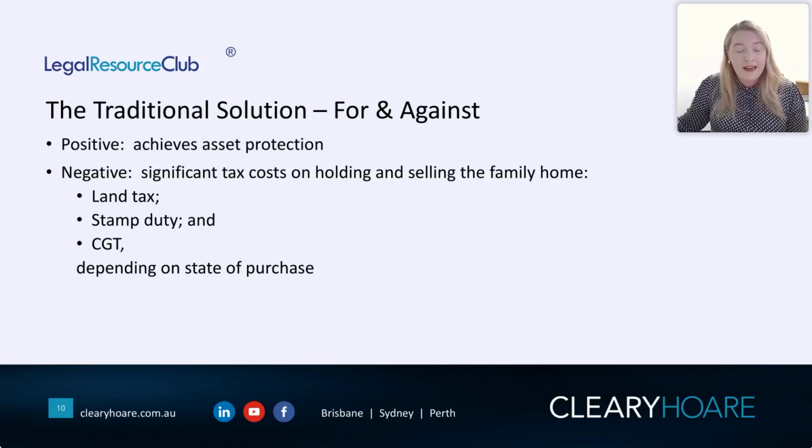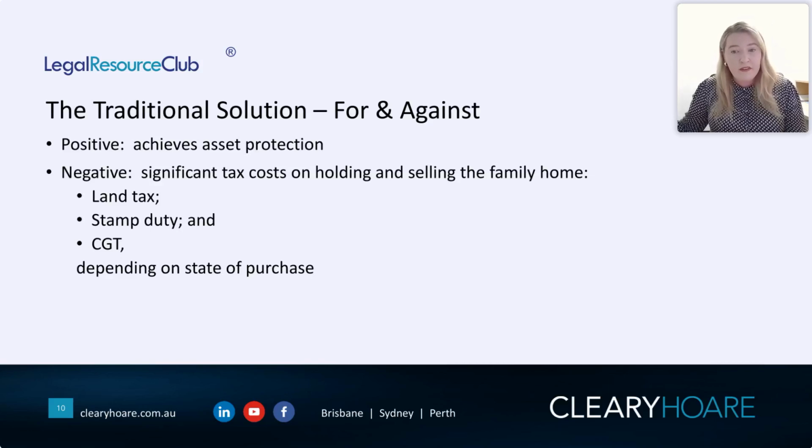First one is land tax. We know that if a person owns a property in their own name and they're using it as their principal place of residence, they're not going to have an ongoing land tax liability. However, if it's owned within a discretionary trust, even if that same person is living in the property and using it as their main residence, because it is held within that trust structure, they're not going to get that land tax exemption. And so every year that trust will have a land tax liability for that home. And that liability itself can be very off-putting for clients.